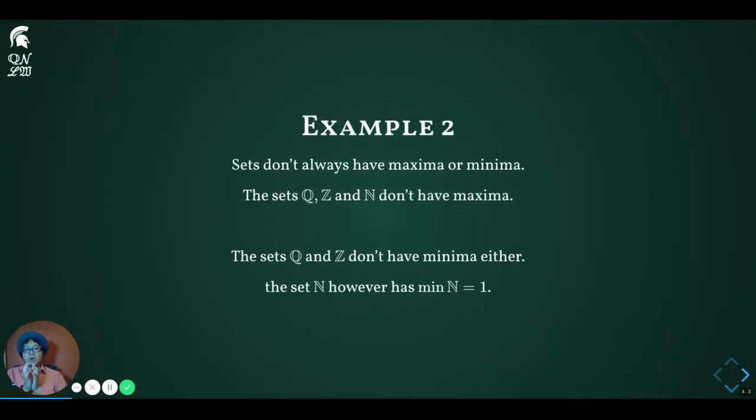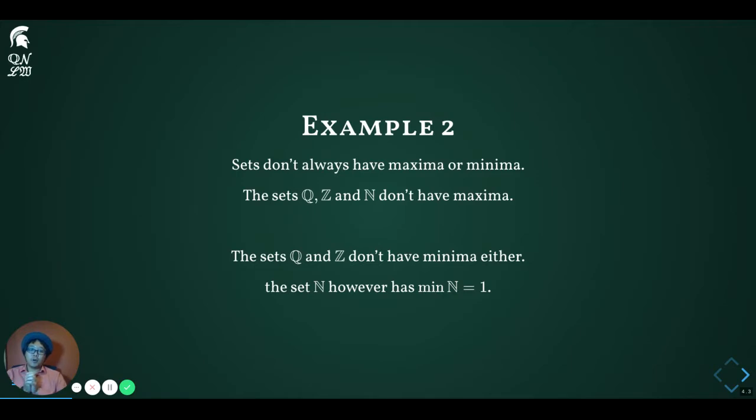Now, sets don't always have maxima or minima. Here, let's first look at the sets of rationals, integers, and naturals. None of them have maxima. The first two sets, the rationals and integers, don't have minima either. But the natural numbers has a minimum. Remember that we start counting from 1 in this class.